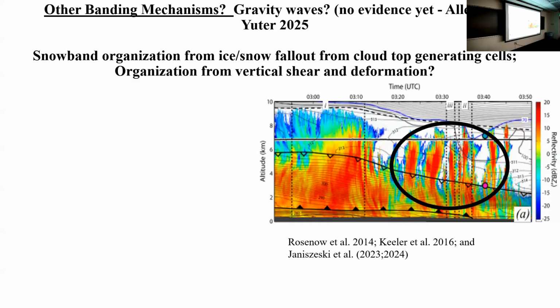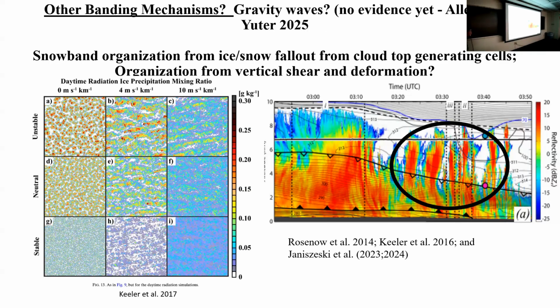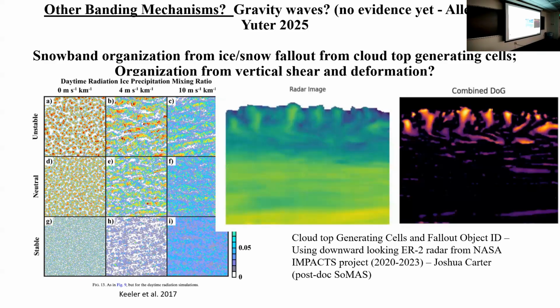The other hypothesis on the table is these cloud-top generating cells, convective structures that are producing snow and ice aloft. I circled an area there, and the fallout from that ice might organize into banded structures through vertical shear and deformation. This is actually a hypothesis we're exploring here. My postdoc, Josh Carter, has written an objective algorithm looking at ER-2 data from NASA to look at these structures and their fallout streaks. And we have radar data here from Stony Brook as well to help with this.